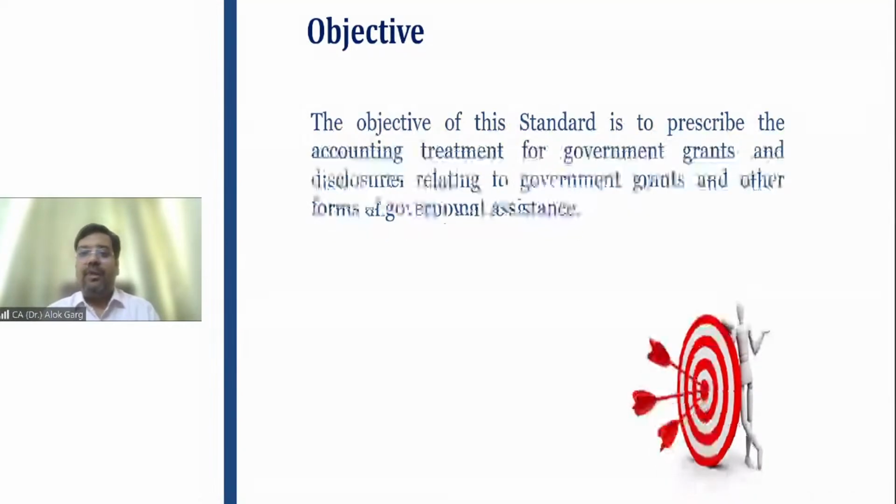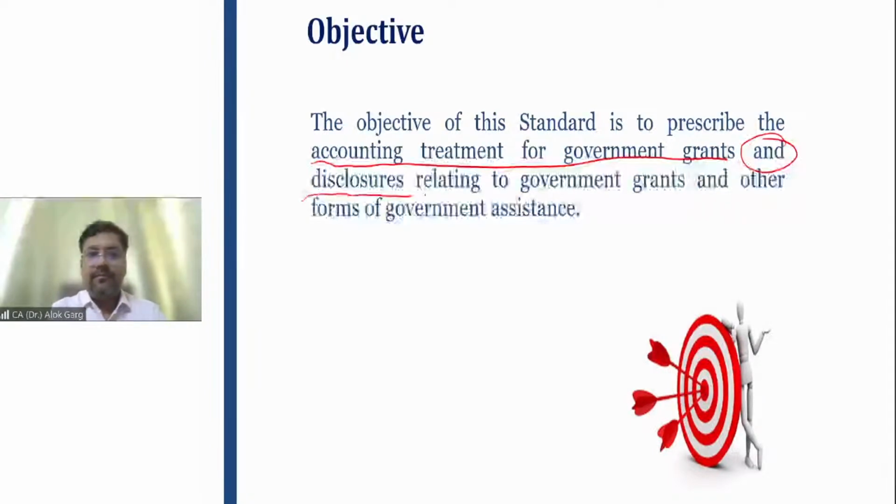Let's discuss the objective. Why this standard has been issued. The objective of this standard is to prescribe the accounting treatment for government grants and disclosures relating to government grants and other forms of government assistance. Friends, in this standard, as the title suggests, it talks about accounting for government grants and disclosure relating to government grants.